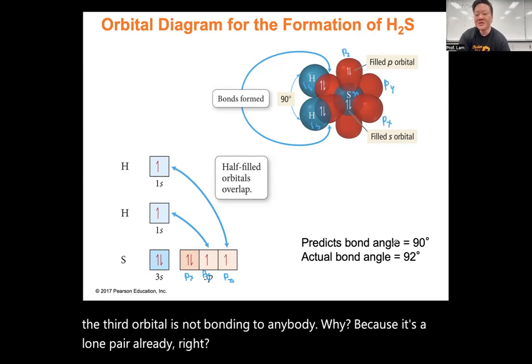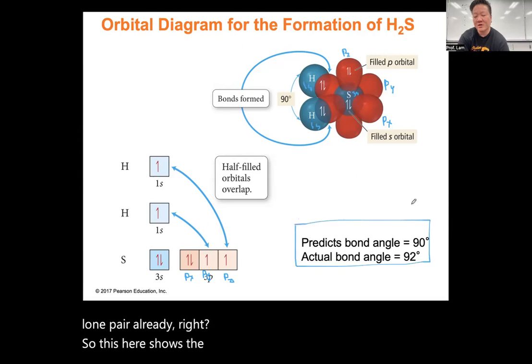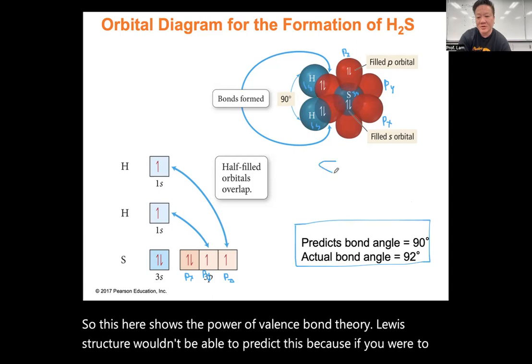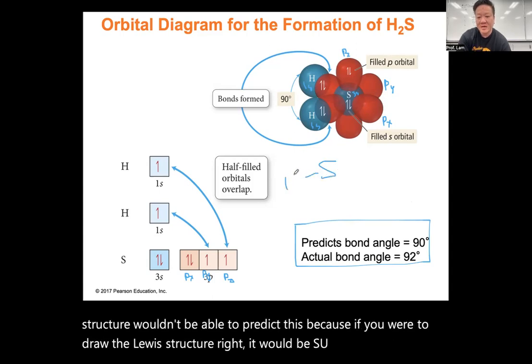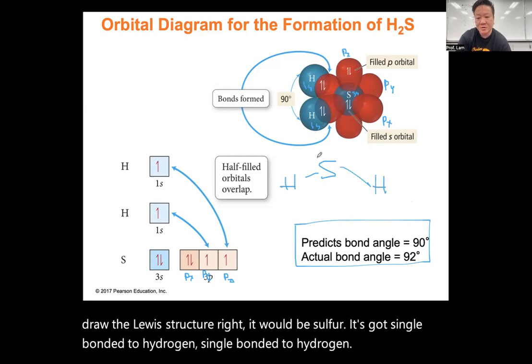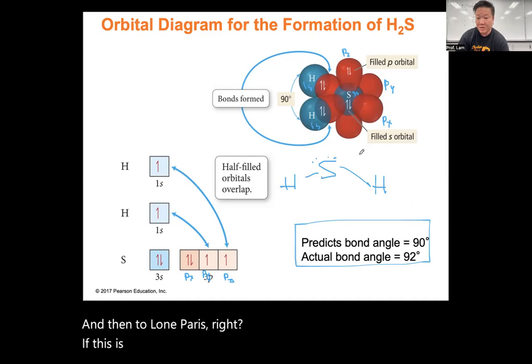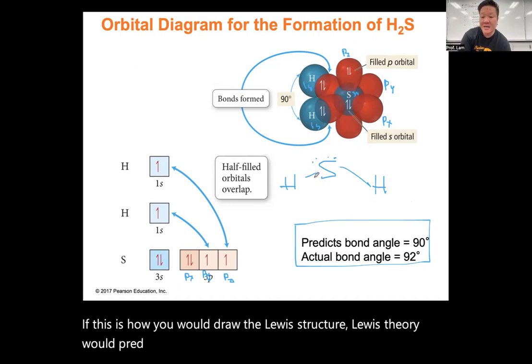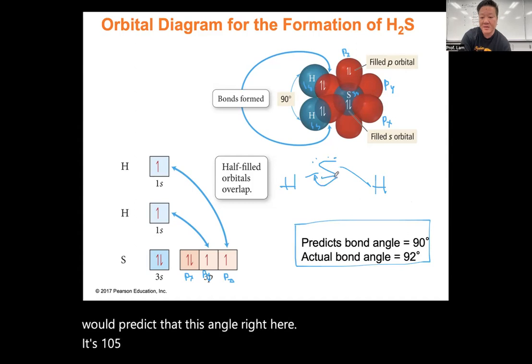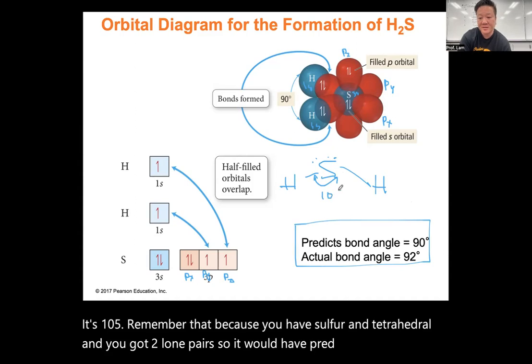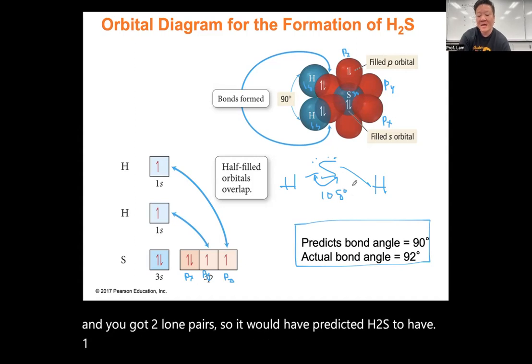So this here shows the power of valence bond theory. Lewis structure wouldn't be able to predict this, because if you were to draw the Lewis structure, it would be sulfur single bonded to hydrogen, single bonded to hydrogen, and then 2 lone pairs. Lewis theory would predict that this angle right here is 105. Remember that? Because you have sulfur tetrahedral and you got 2 lone pairs. So it would have predicted H2S to have 105. And that would have been wrong.